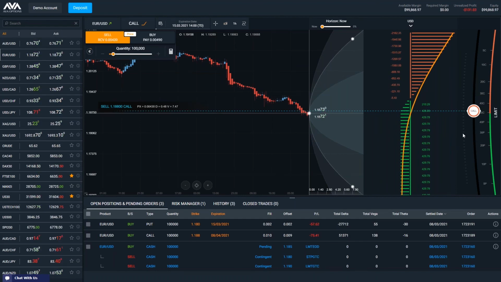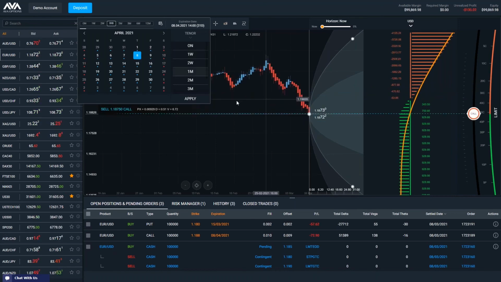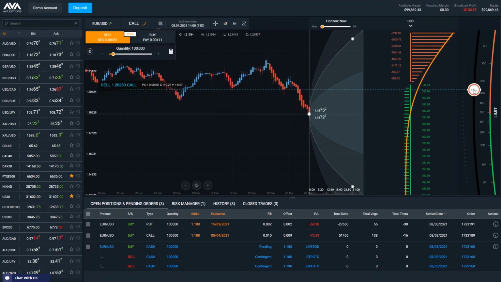You're not confident it's going to stay around here, but you're very confident that in the next month, let's go for a month, the market's not going to finish higher than 120. So you're willing to sell a call at 120. Today we're trading at 118.75. It's 125 pips away.